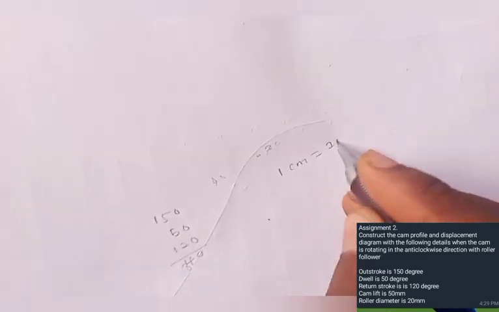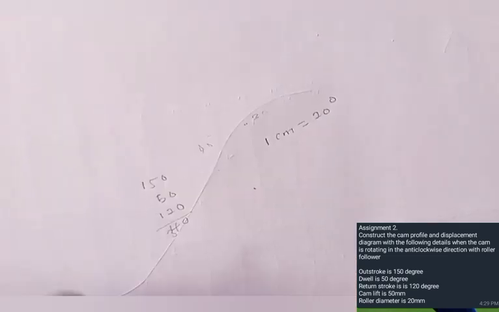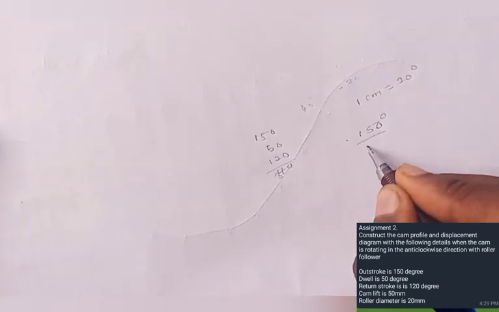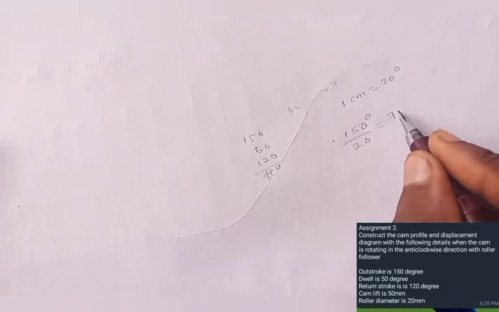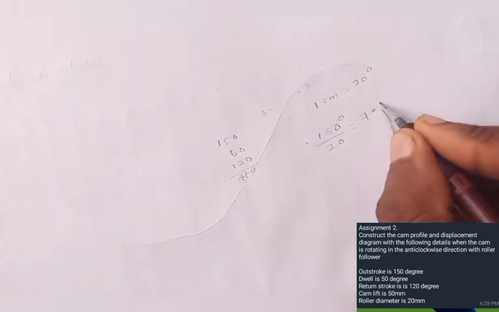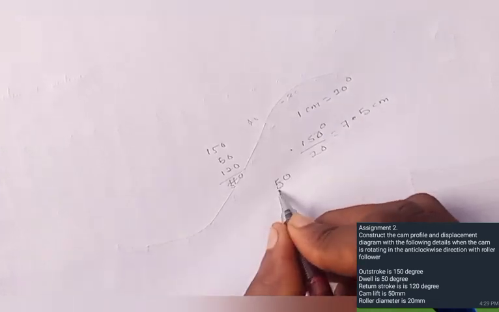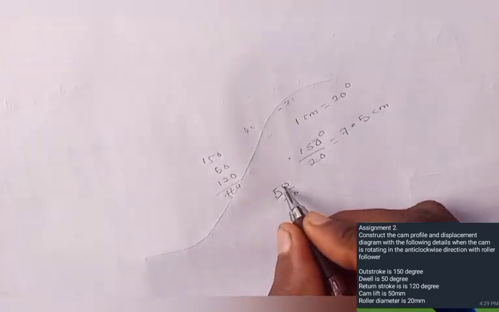Now let's start. You can take any scale of your choice, but for this video, I'm going to be using 1 centimeter to represent 20 degree. So if 1 centimeter represents 20 degree, 150 degree is going to be 150 divided by 20.